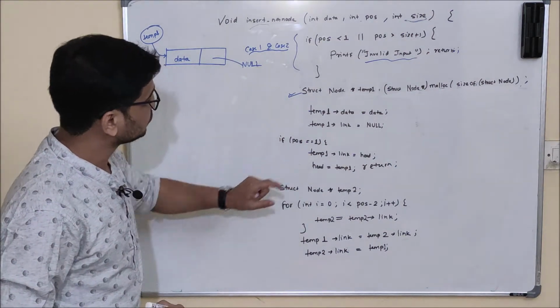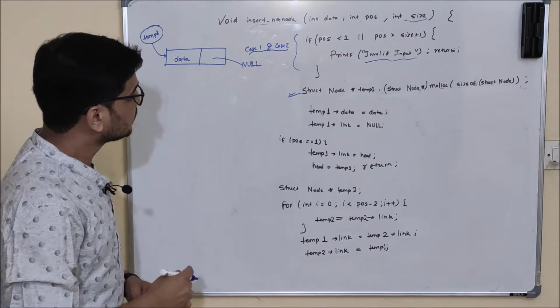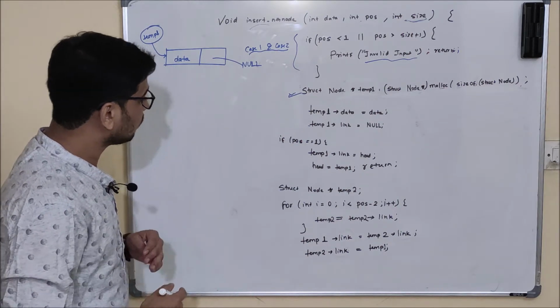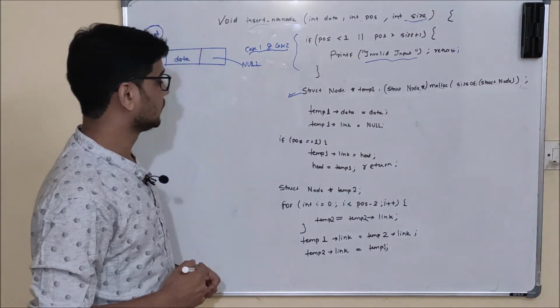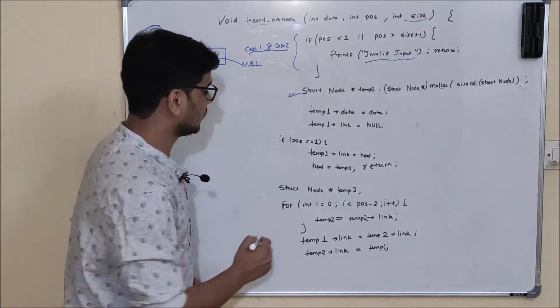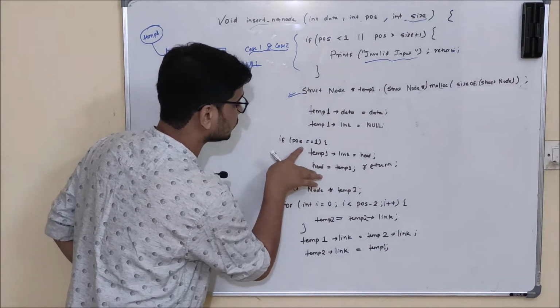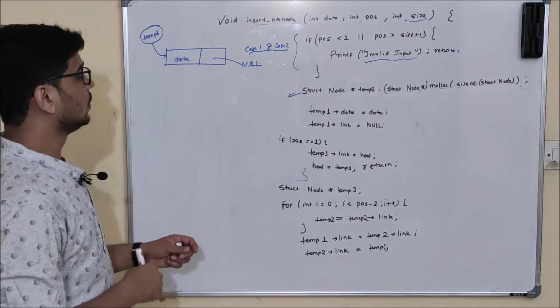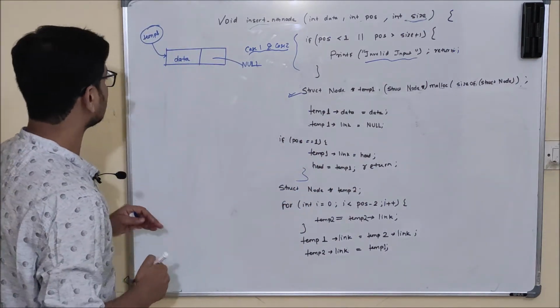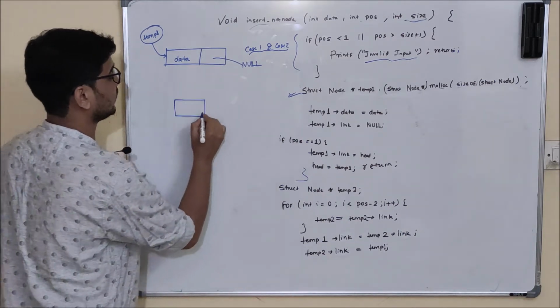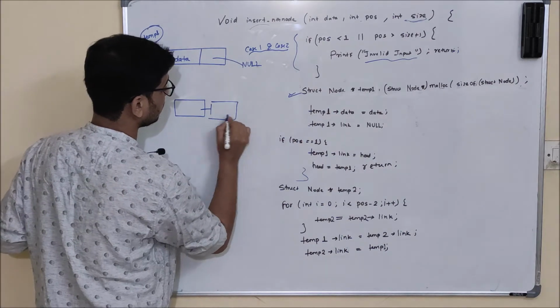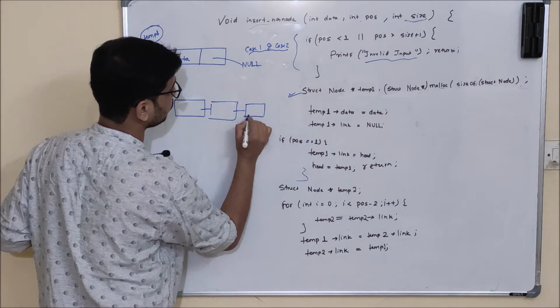I am checking if position is equal to 1. That is, I want to check whether the user wants to insert this node at the first position. If the user wants to insert this node at the first position, we will execute these two lines of code. So first understand what we need to do in this case. Let's take the example of a linked list having 4 nodes.